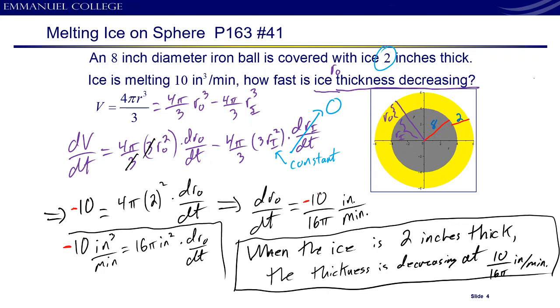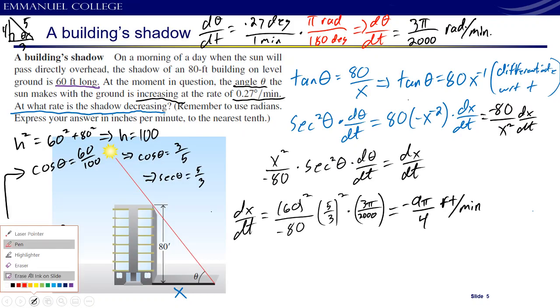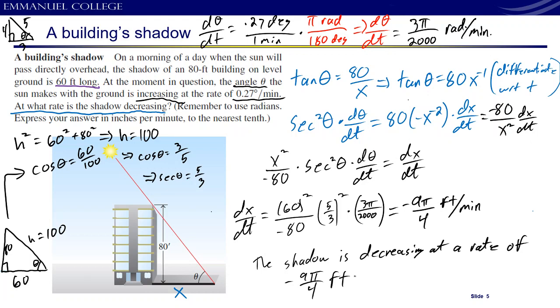So that's where I went wrong with that one. And then again, it's a word problem, so it'll get a word solution. So the shadow is decreasing at a rate of negative 9 pi over 4 feet per minute.